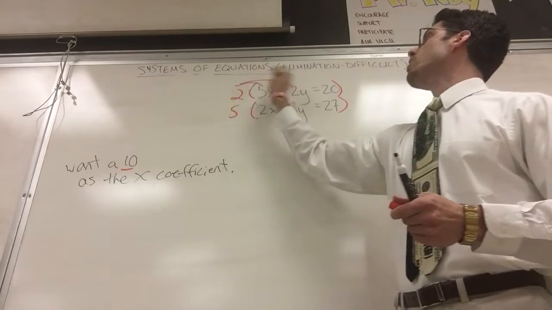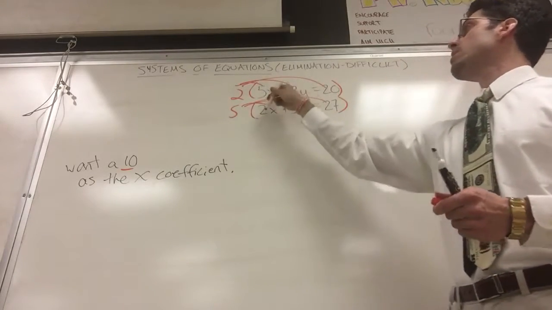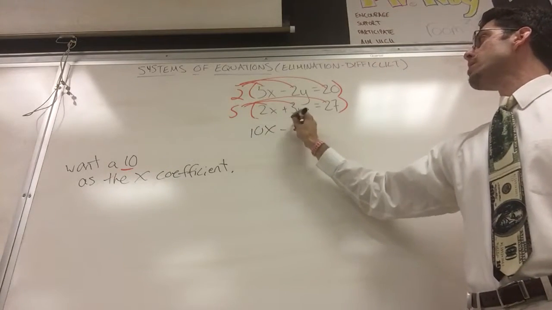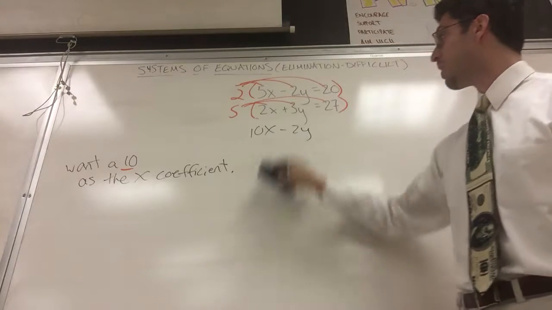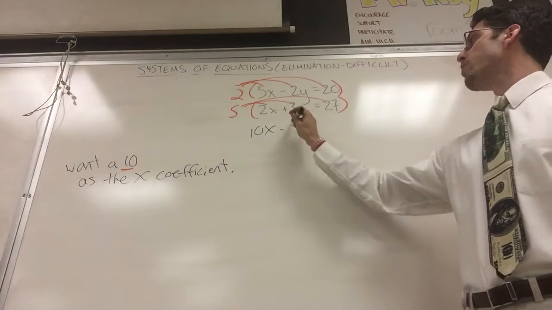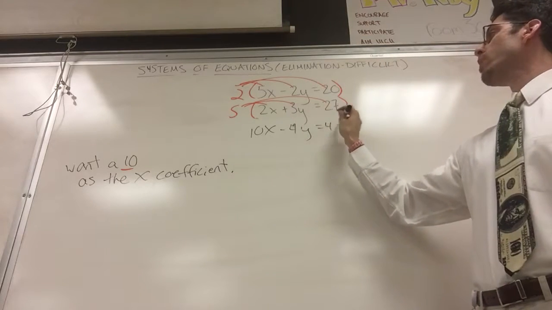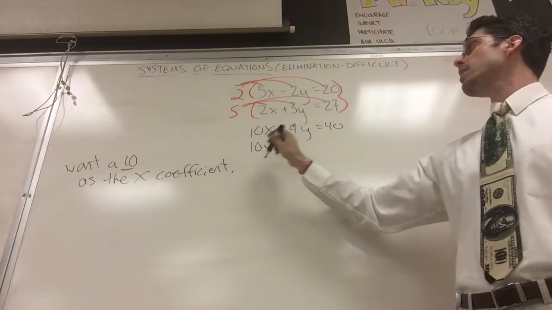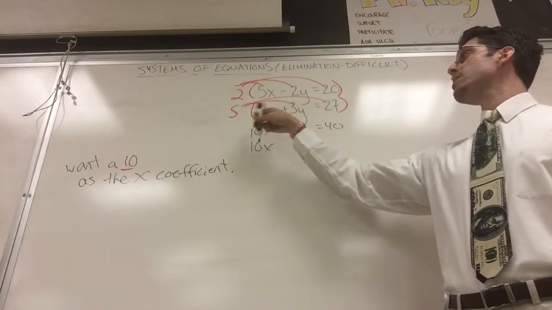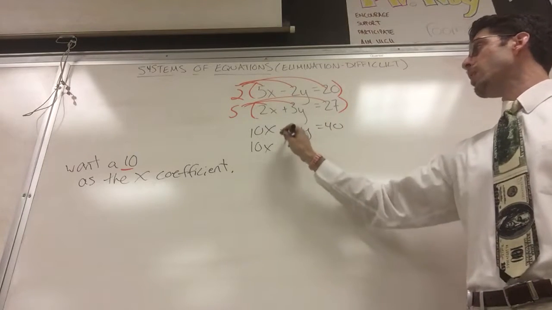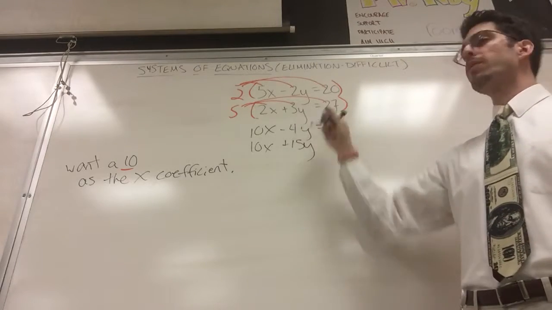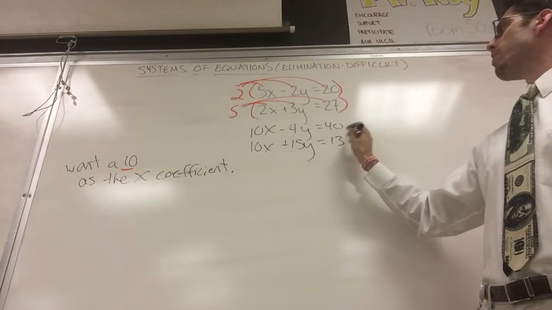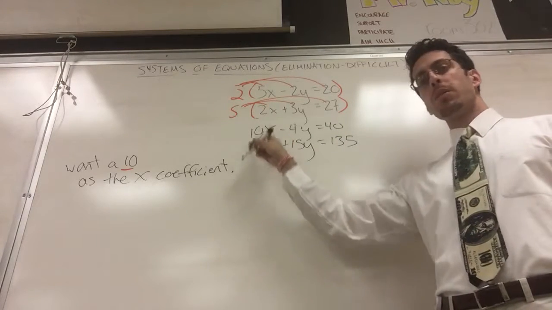So, you are allowed to do this, and you are allowed to do this. This is my old line 1. What's my new line 1? 10x minus 2y. Nope, forgot to multiply already. 10x minus 4y equals 40. Okay, multiply here, here, and here. All terms. Now here's going to give me 10x plus 15y equals 5 times 27. I wish I had a calculator, and then I would know it's 135. Now I can cross them out because they're the same.